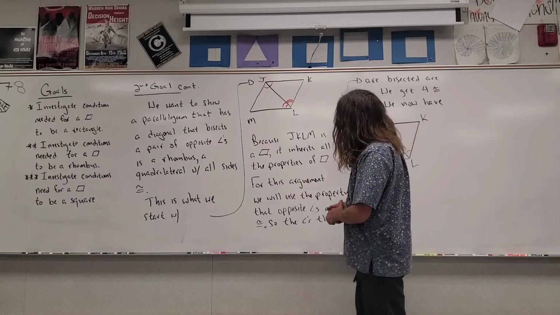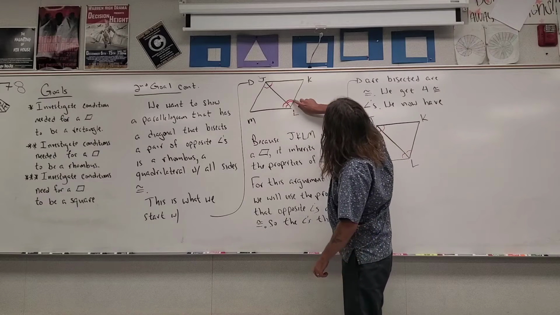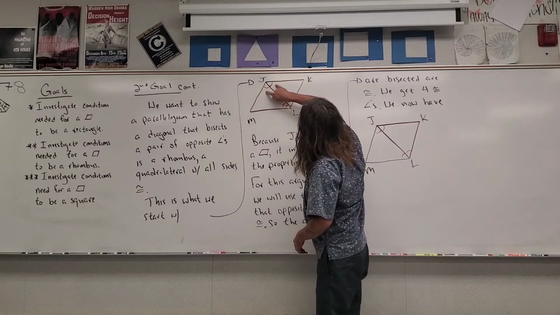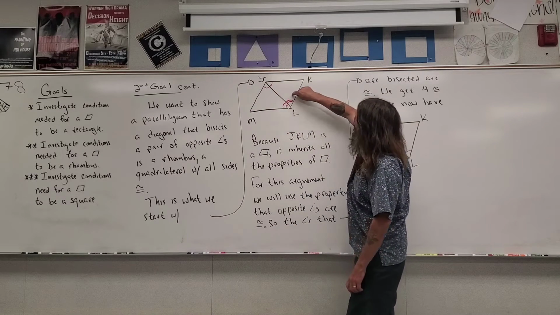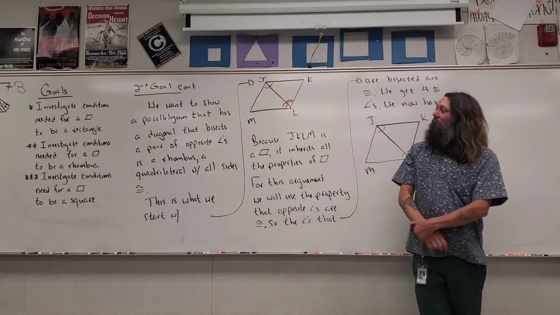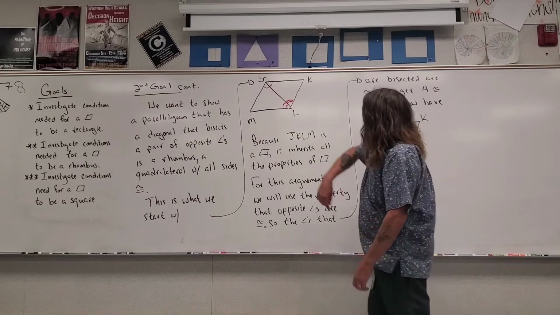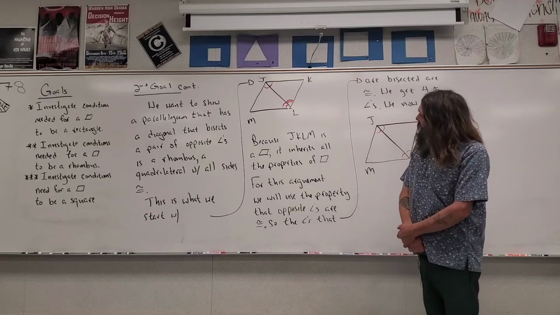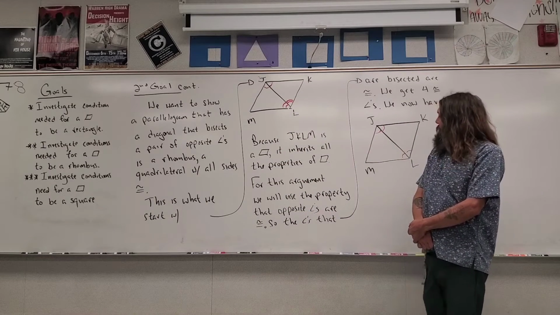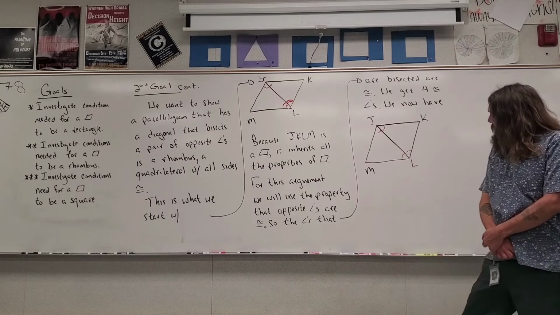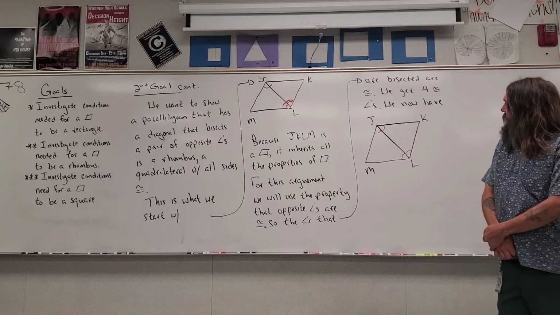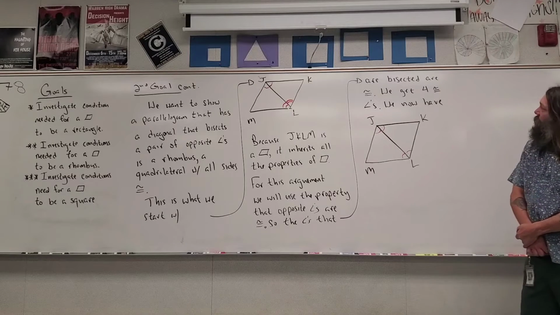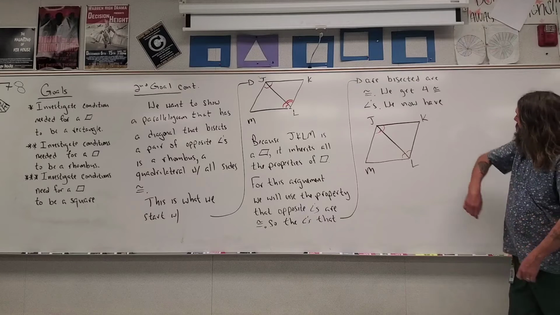All right, so this is what we start with. We have a diagonal that bisects opposite angles. So angle KJM got cut in half, and angle MLK got cut in half. That's what happened. Okay. So because JKLM is a parallelogram, it inherits all the properties of the parallelogram. For this argument, we will use a property that opposite angles are congruent. So the angles that are bisected are congruent.